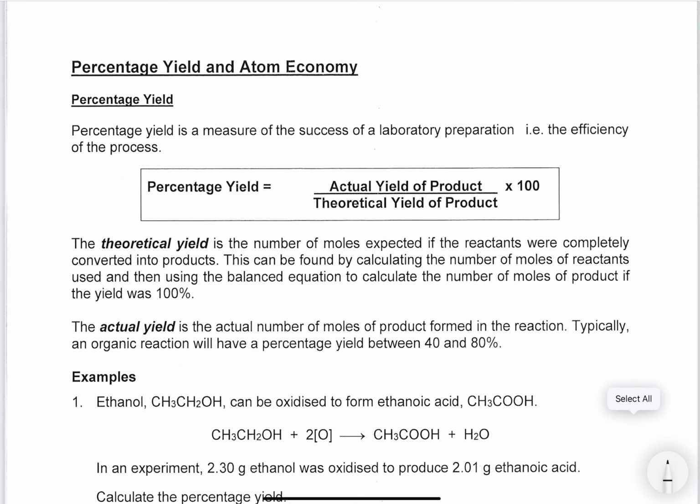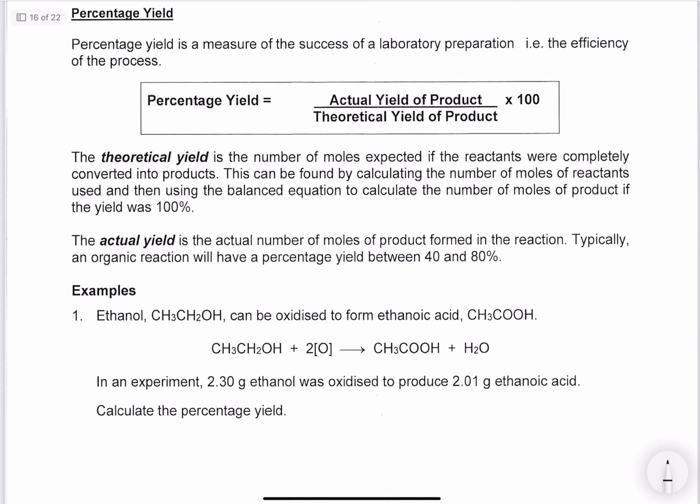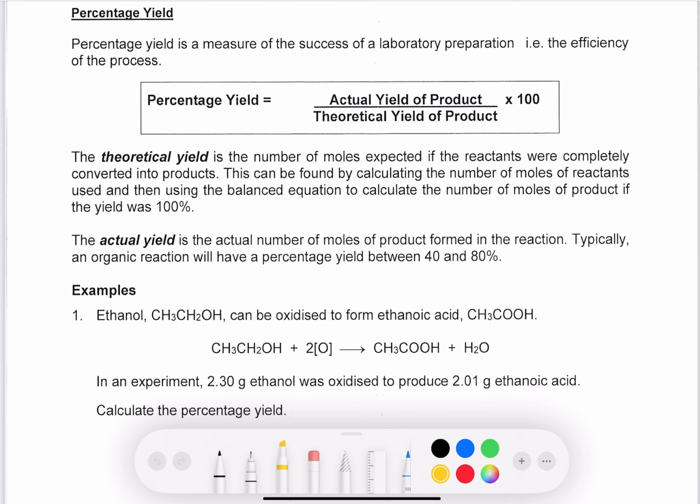But how successful are our conversions? They're not always going to be 100% successful. So what we would do is look at the actual yield of the product over the theoretical yield. And that actual yield is usually the number of moles, so we're going to use moles again in our calculation. The theoretical yield is the number of moles you expect if you were getting 100% conversion, so we're going to put that down here. And your actual yield is the number of moles you actually form, so we're going to put that up here.